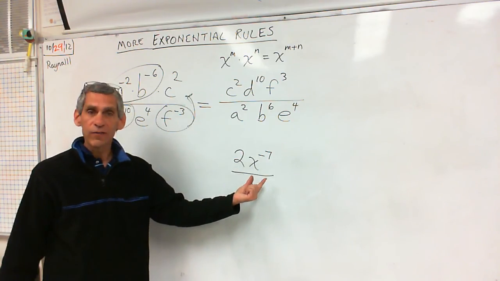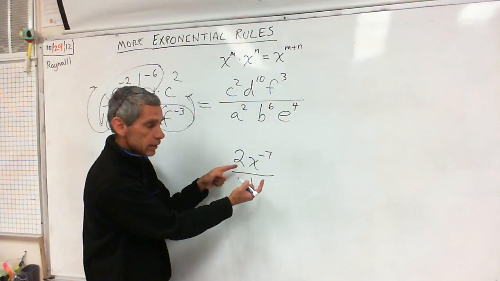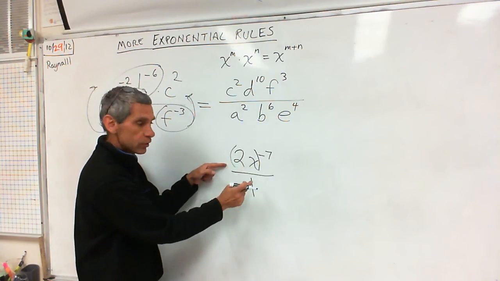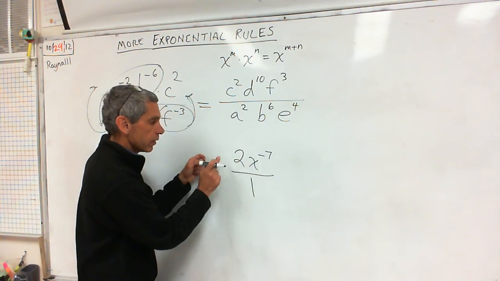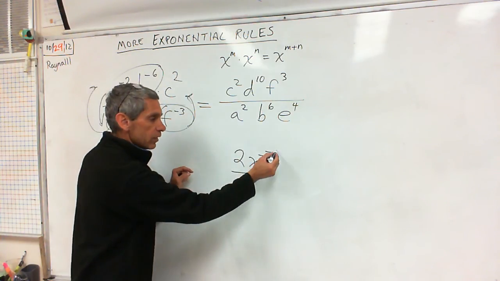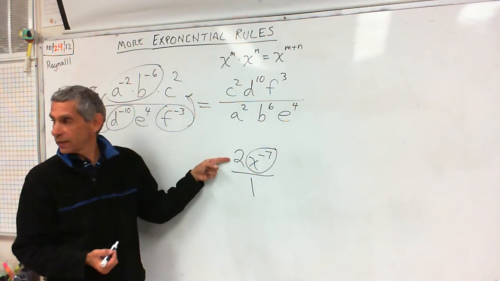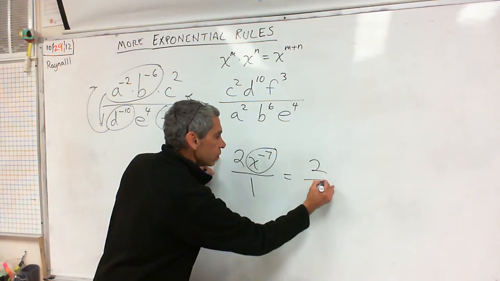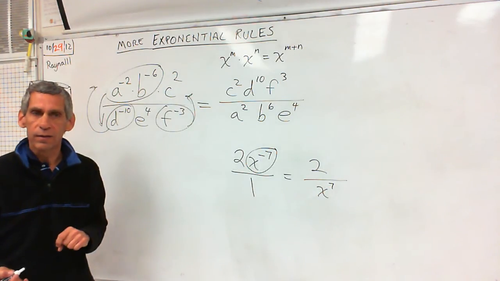Yes, exactly. It only affects the x because the exponent only affects what it's next to. The only way it would affect the 2 is if I had it in parentheses, but there aren't any parentheses. If there was, then it would be different. With no parentheses, this is the only thing that I move downstairs. The 2 stays upstairs, right? So I keep my 2 upstairs, and I just put my x to the 7th downstairs, and I'm done.